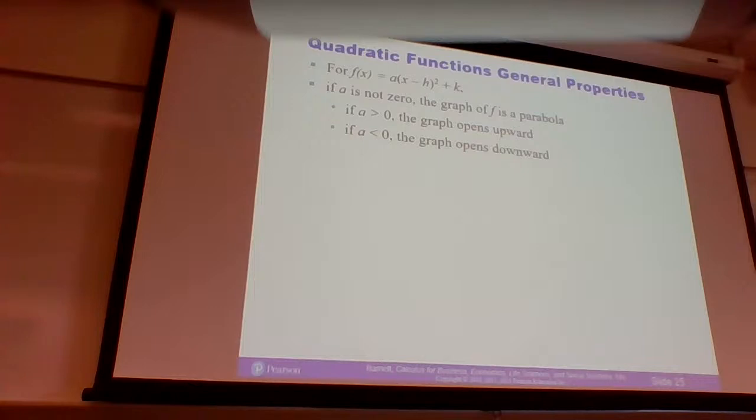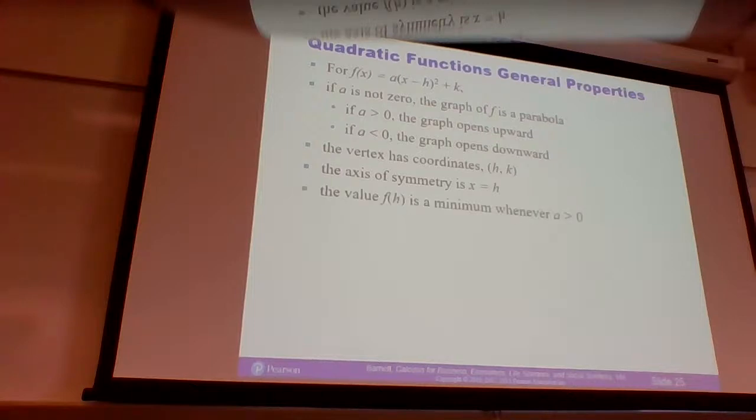If A is positive, it's a happy face, opens up. If A is negative, it's downward, sad face. The vertex is at h comma k. Axis of symmetry is x equals h. That's where the left and right sides match.